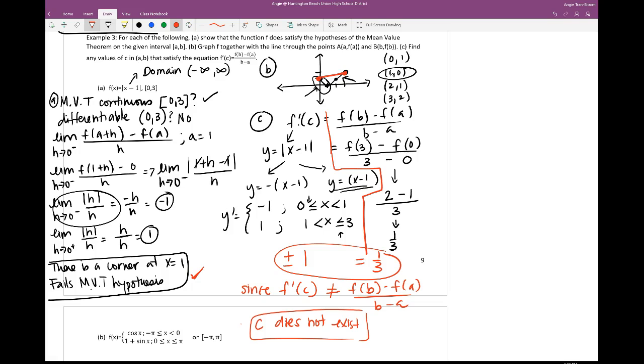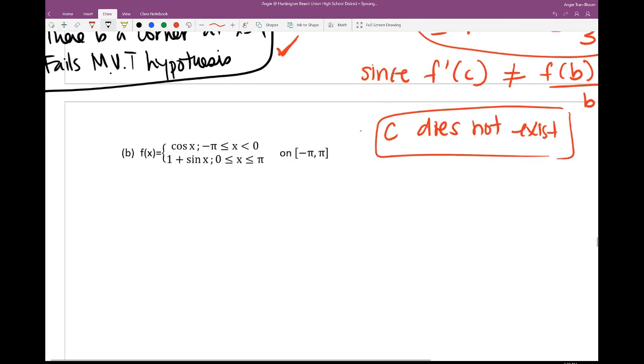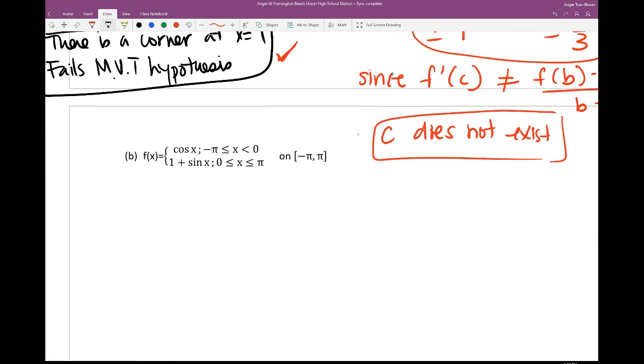All right, let's move on to part B. It's a piecewise function with cosine and sine. Part A wants you to tell me about the mean value theorem. So the mean value theorem says it needs to be continuous on this interval, negative pi all the way to pi.